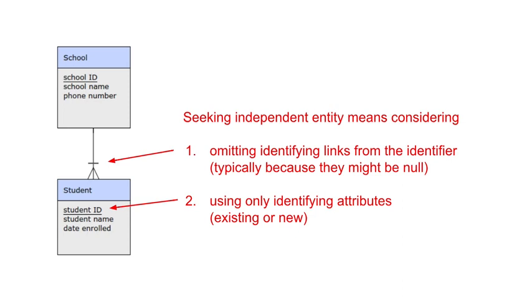In general, seeking independent entity means considering omitting identifying links from the identifier, typically because they might be null, like when student had no school, and only using identifying attributes. Part of this step might mean redefining, renaming, or even completely replacing the existing identifying attribute like student ID. This example covered a dependent entity. We can also extend this concept into intersection entities.